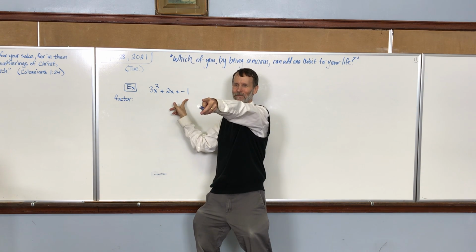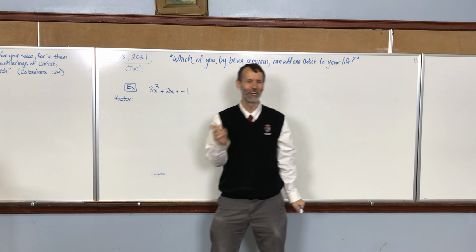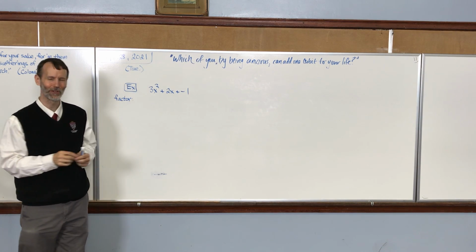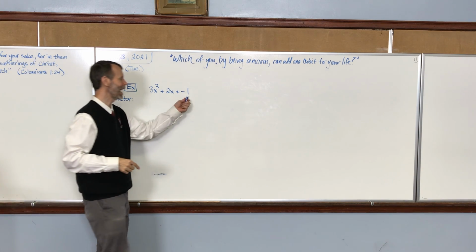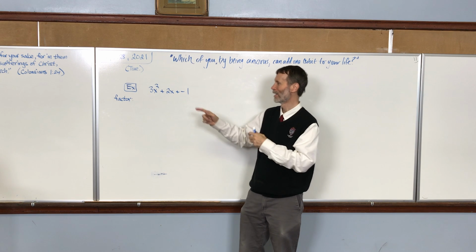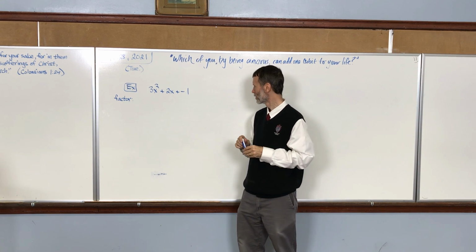Why not? It's negative. I dare you to find something squared that's negative. Doesn't happen. There's no real number that does that. If this had been positive 1, and if this had been positive 4x squared, I might have tried it. But this, not so much.